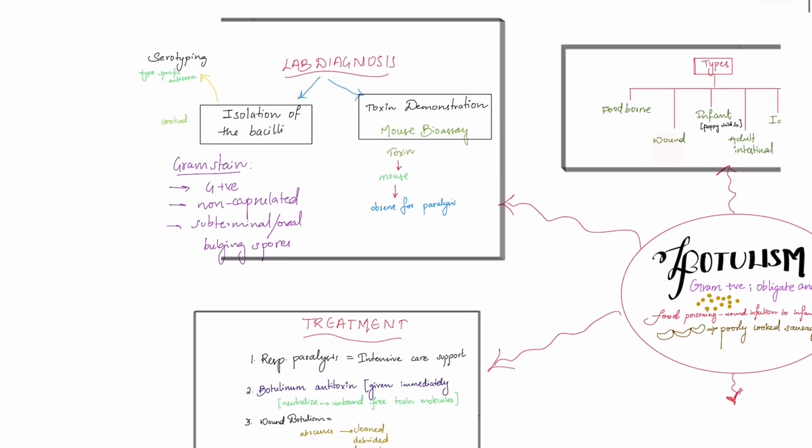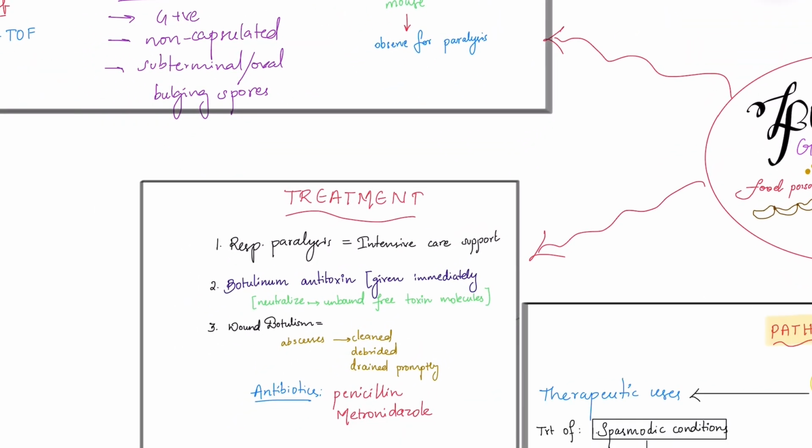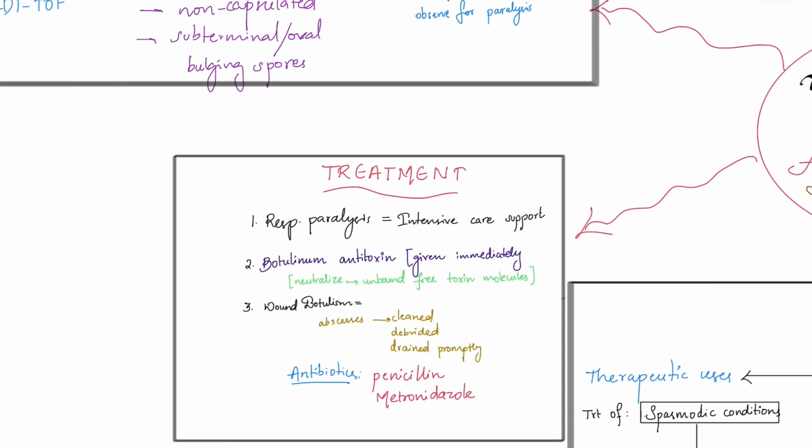And then let's go to the treatment part. The treatment of respiratory paralysis is intensive care support such as mechanical ventilation. Next, botulism antitoxin. It should be administered immediately on clinical suspicion without waiting for the lab confirmation. The antitoxin neutralizes the unbound free toxin molecules. Next, in wound botulism, abscesses are cleaned, debrided, drained promptly. Antibiotics such as penicillin and metronidazole may be useful in wound botulism.